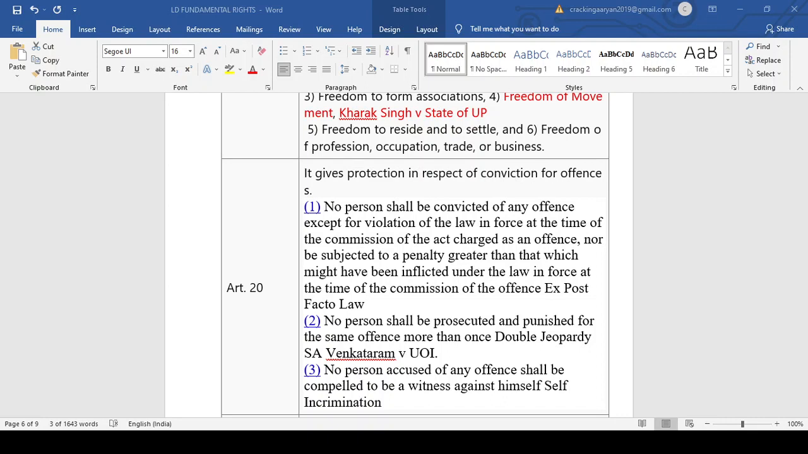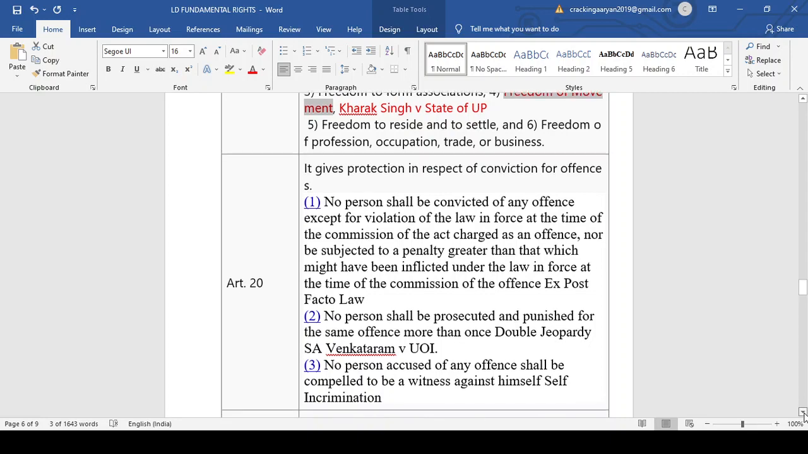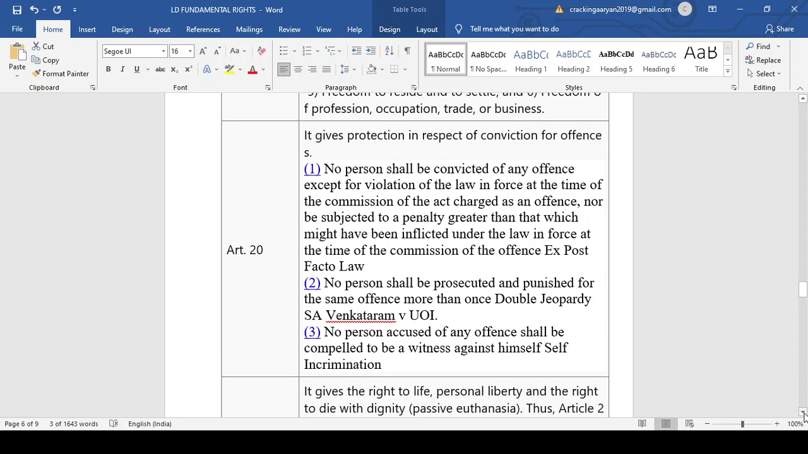Okay. We will just discuss Article 20 and then we will stop. From tomorrow we will start Article 21. Article 20 is also a very beautiful article of our Indian Constitution. It talks about the protection given to those convicted of offenses. Whoever is convicted for any offense is given protection.